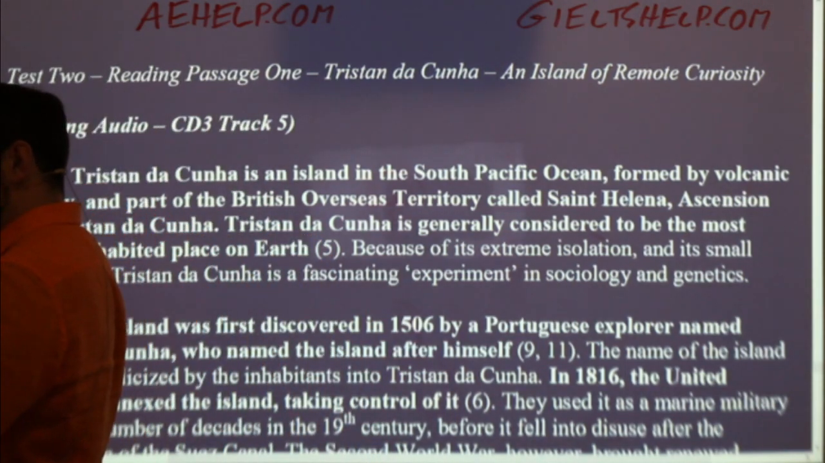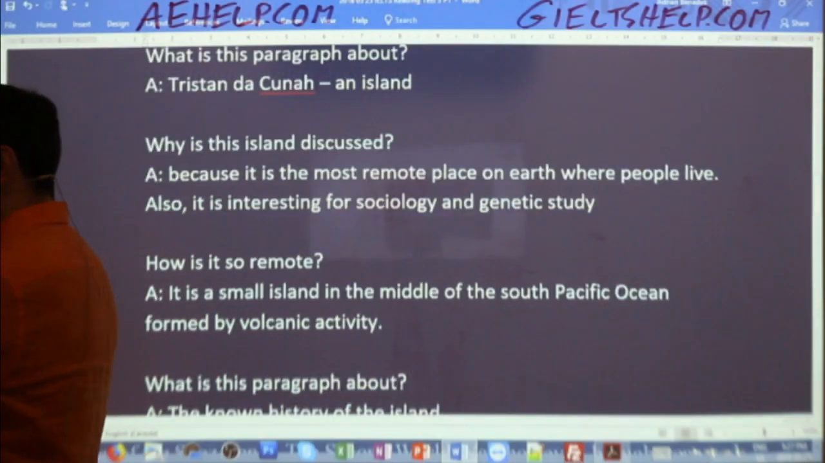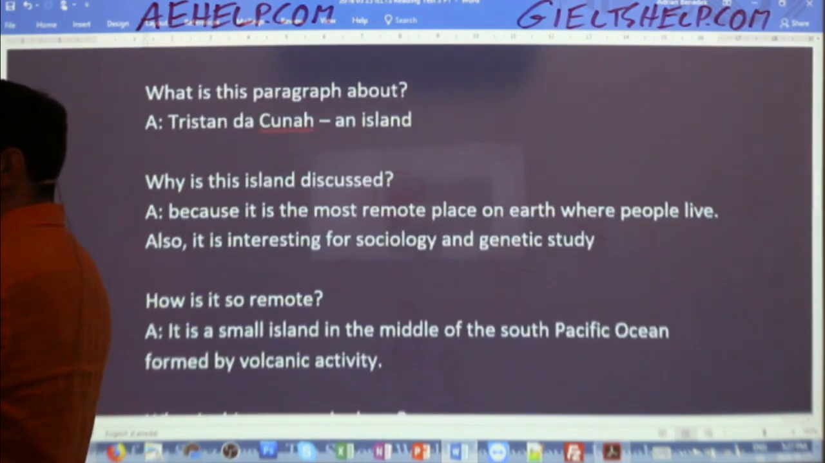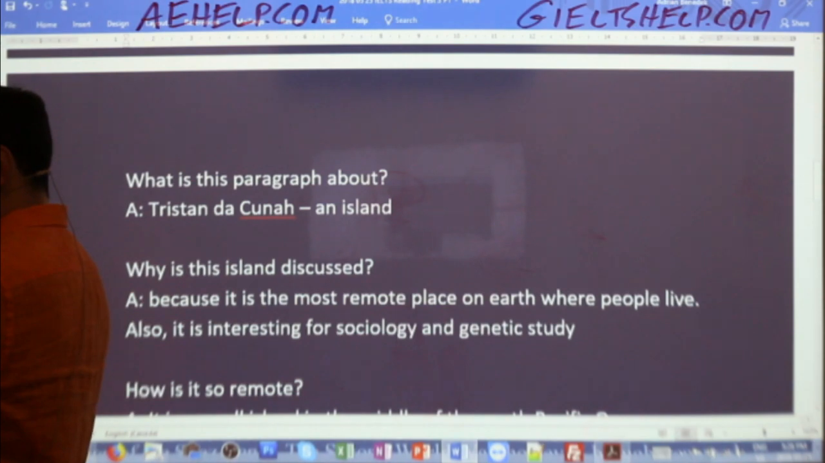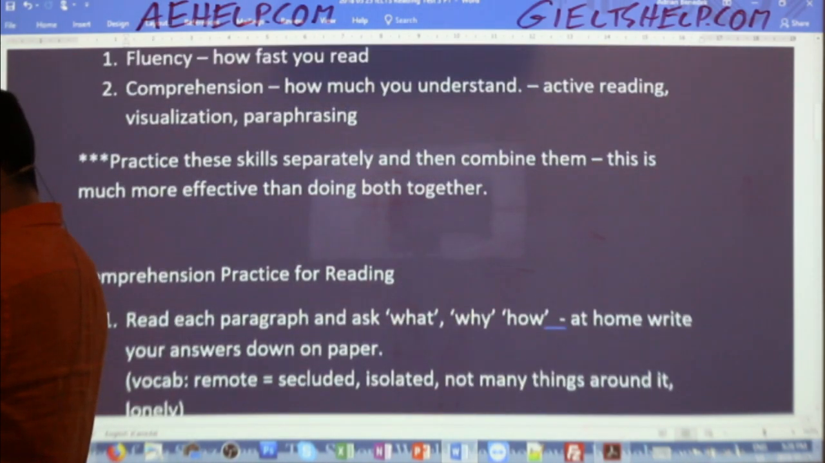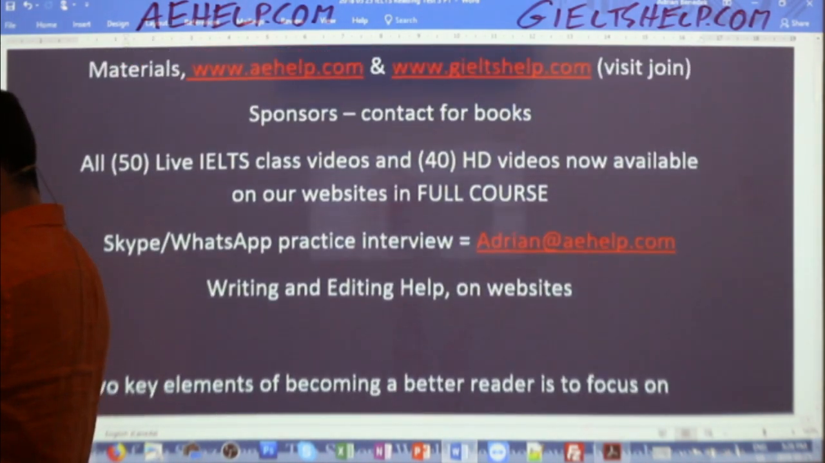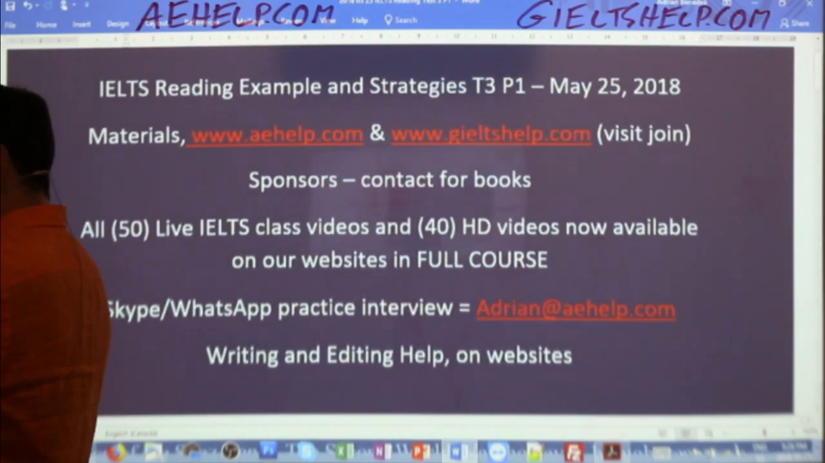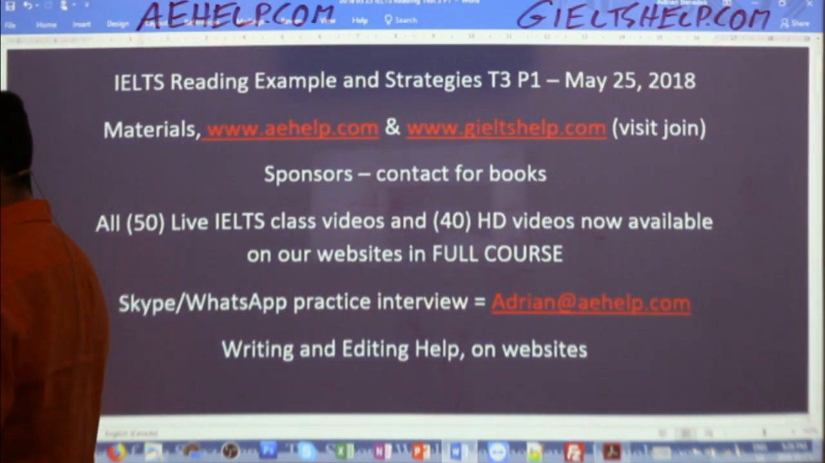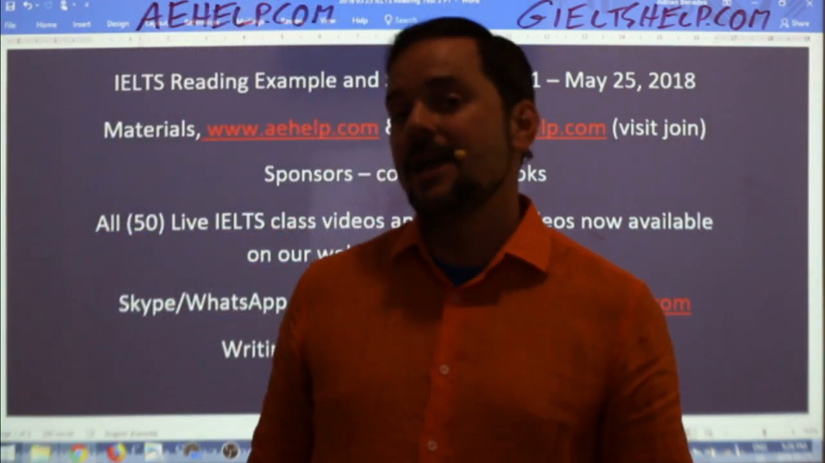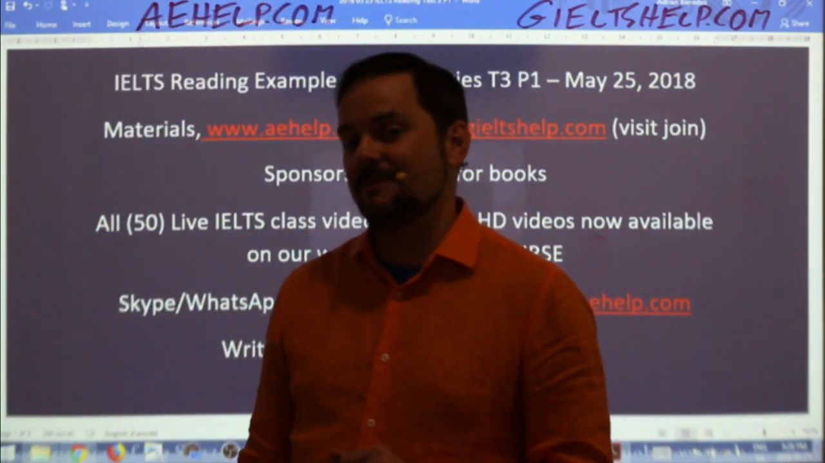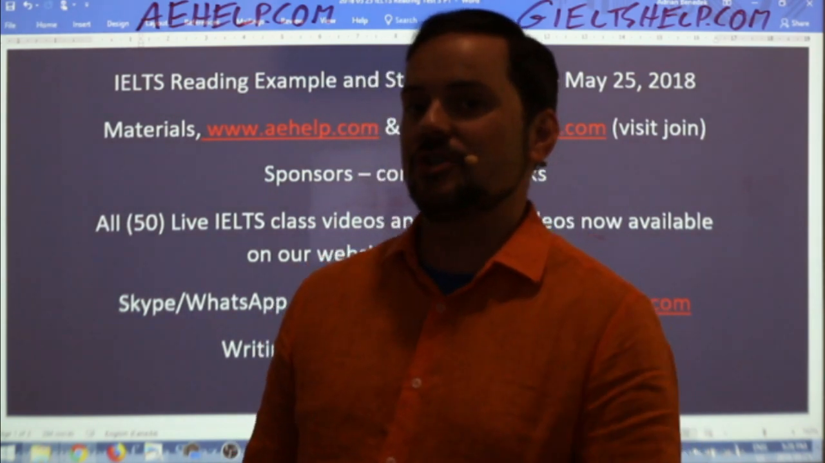So, ladies and gentlemen, just a quick review. Practice your reading comprehension and your reading fluency separately, then put it together. When you practice reading comprehension, look at each paragraph on its own. Ask and answer what, why, how. Use a paper and pencil to do this. Remember, skimming and scanning are not good strategies if you want to get a score over 6.5. And skimming and scanning is actually really bad because it will hurt your writing score.